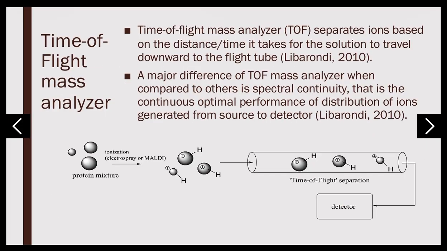Time of flight mass analyzer. The time of flight mass analyzer (TOF) separates ions based on the time it takes for them to travel down the flight tube. A major difference of the TOF mass analyzer compared to others is spectral continuity, that is, the continuous optimal performance of distribution of ions generated from a source to the detector.